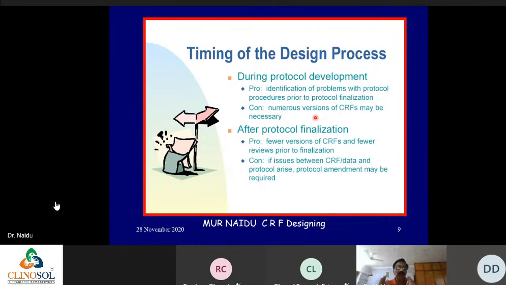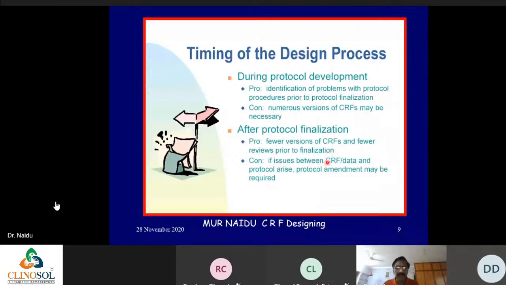Once you have designed a draft protocol, it comes to the stage of finalization. When you come to the stage of finalization, a few versions of the case record form come up for review. There may be 4 or 5 case record forms that come for finalization, and ultimately you are going to finalize one. So even during finalization there may be more than one case record form.